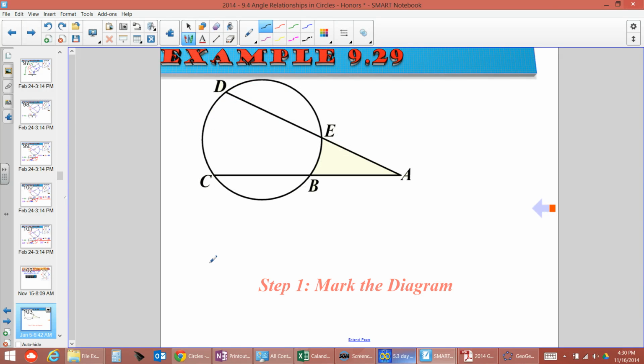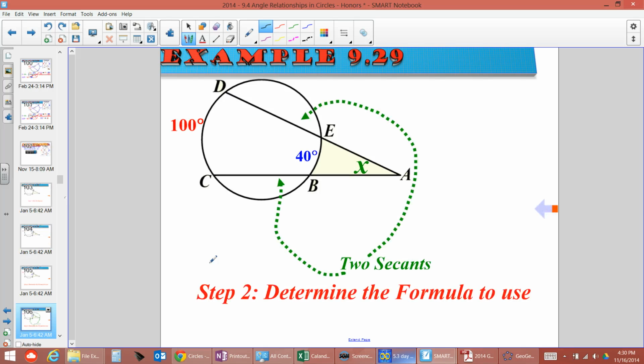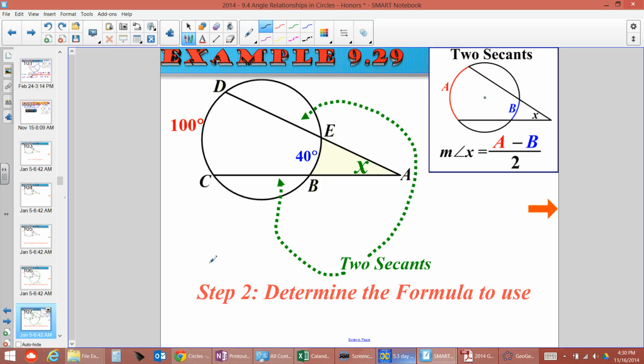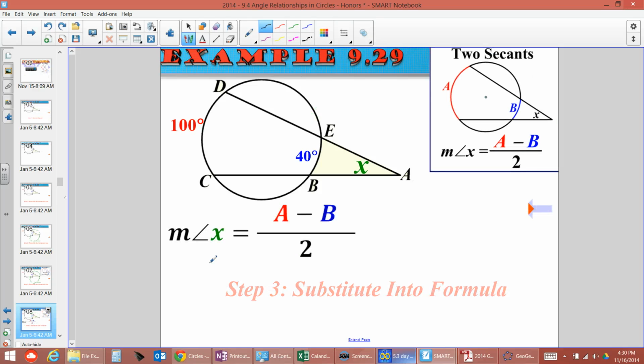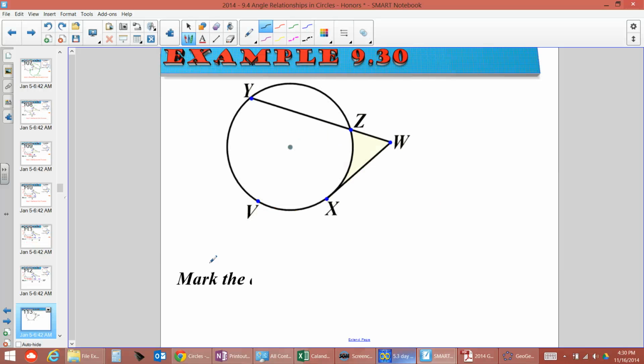All right, now we're going to look at what happens when we're on the outside. We mark the diagram with the information given. We determine the formula to use. Looks like here I have 2 secants. I'd look at the 2 secant situation, and I would do big minus little over 2. 100 minus 40 over 2 gives me 60 over 2 gives me 30. So angle X equals 30.